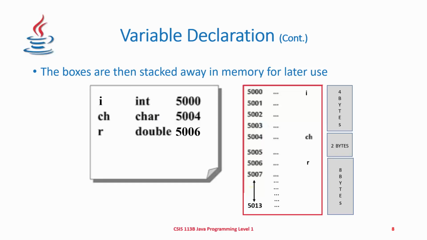at address location 5000 in memory is the reference to our I variable. And then further down, reference location 5004, it just takes up the beginning 1 byte in memory, so it's the CH or char variable. And then 5006, the beginning double is created. It starts at 5005 and goes up to 5012 because it's 8 bytes in length.